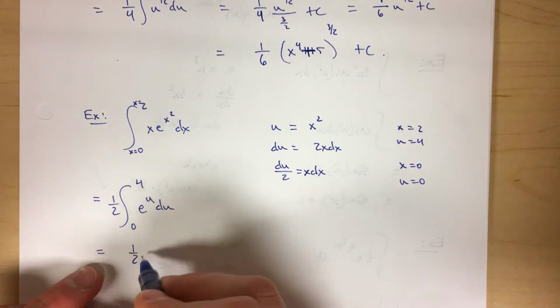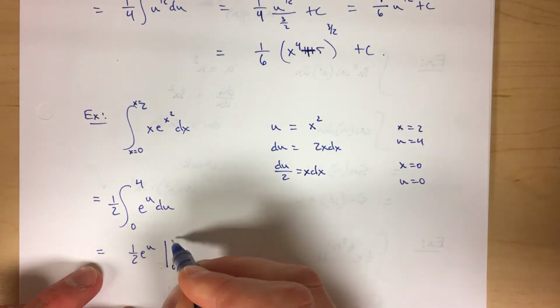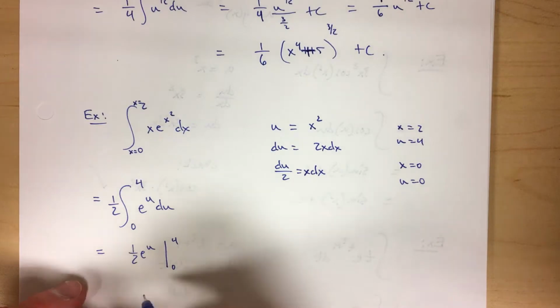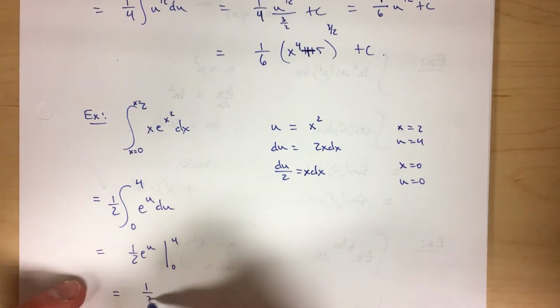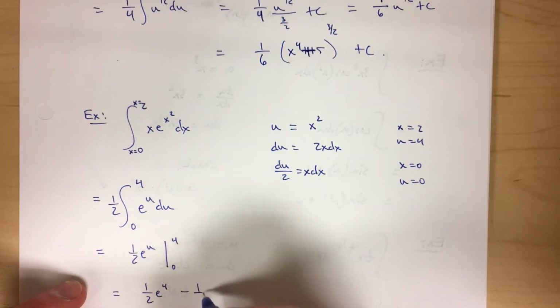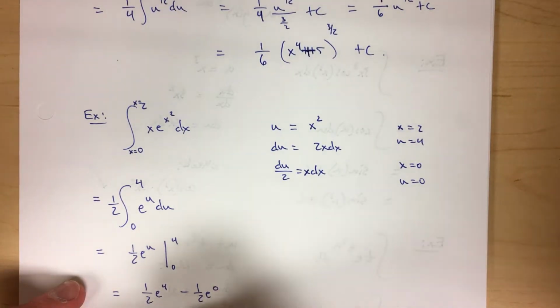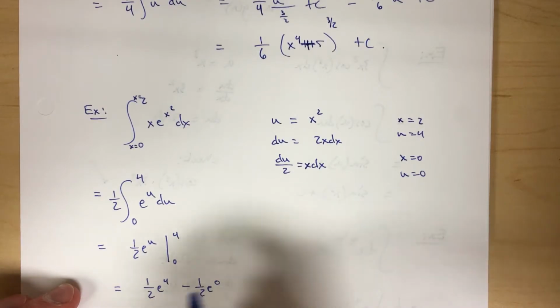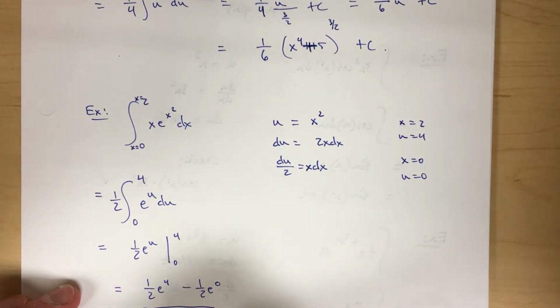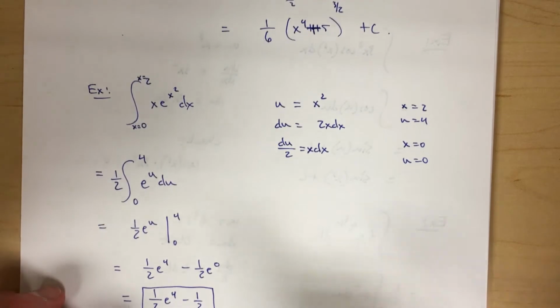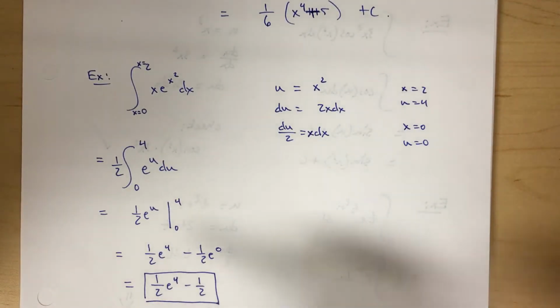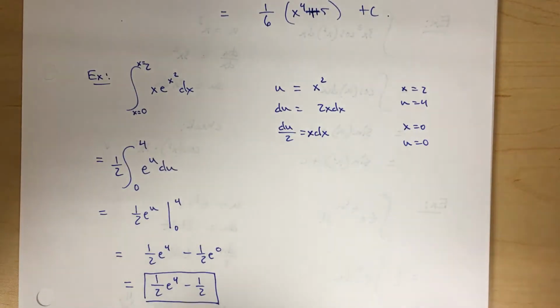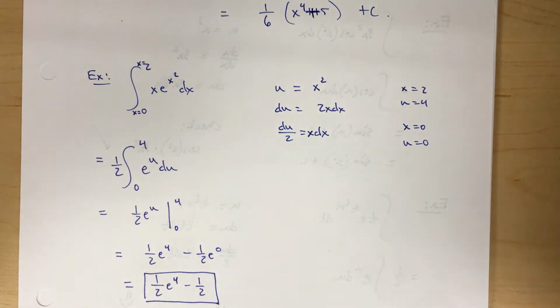And now I never have to go back to the x because I've changed everything into terms of u. So this is going to be 1/2 e to the u evaluated between 0 and 4. These are u values, so I can plug them straight in. This becomes 1/2 e to the fourth minus 1/2 e to the 0, which is 1/2 e to the fourth minus 1/2. And that should be a fine answer. So remember to change your limits of integration. We can't go from 0 to 2 if we're integrating with respect to u because those are x values.